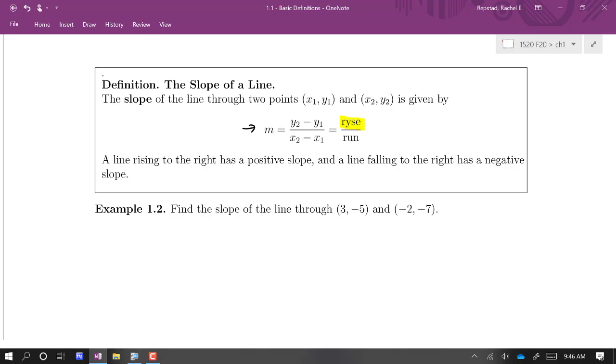So the slope gives you a sense of whether the line is rising or falling. A positive slope is rising as x moves from left to right. A negative slope is falling as x moves from left to right. And also how steep it is. Larger numbers for slopes correspond to steeper lines.